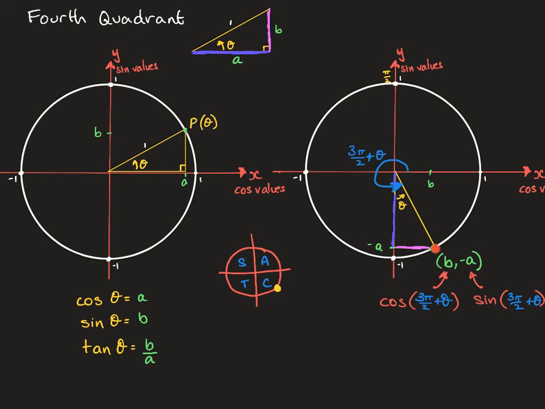And our y value is this distance here, which is the length of a, but we're down in the negative area, so it's minus a. So sine of 3 pi on 2 plus theta is equal to negative a. So we're working in the third quadrant, and so the only value that we expect to be positive in here is our cos value. And you can see our cos value here is a positive number.